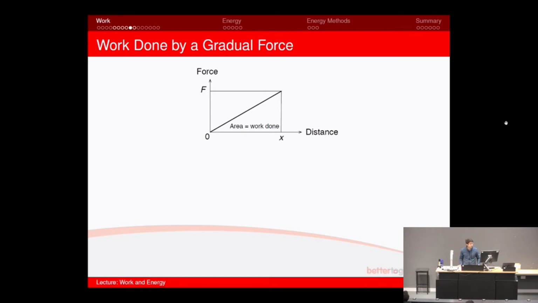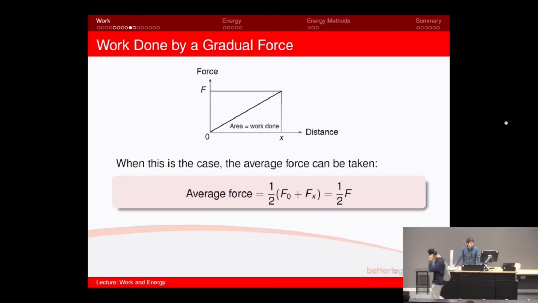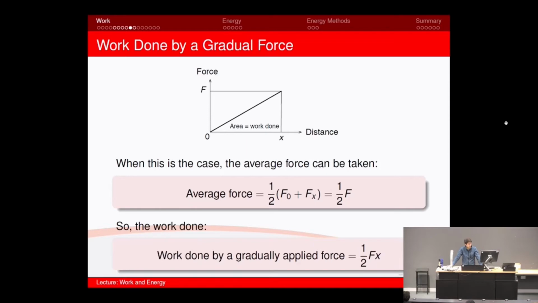In this case, you can see in the graph the force is on the y-axis and the distance is on the x-axis. So as the distance increases, the force increases as well, so it's not constant, it's changing. So then you need to take the average of the force over the distance traveled, which is half F in this case. So at 0, the force is nothing, and at x, the force is F, so then it is half of the maximum force. And the work done is again force times distance, so you can see half a force times x, which is your total distance traveled. So that is the case for when the force is not constant.